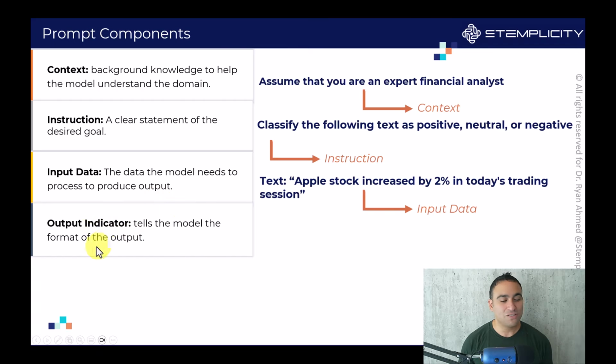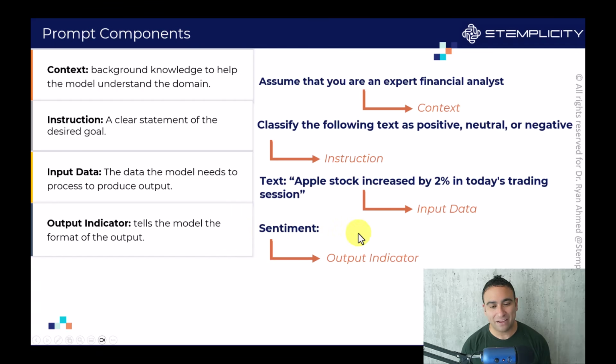And then afterwards, you're going to give it an output indicator, and that will tell the model what the format of the output should look like. For example, here I can say sentiment, and then leave it blank.